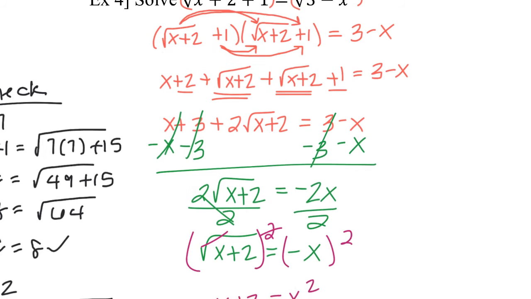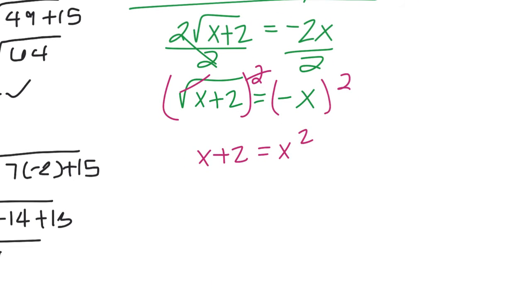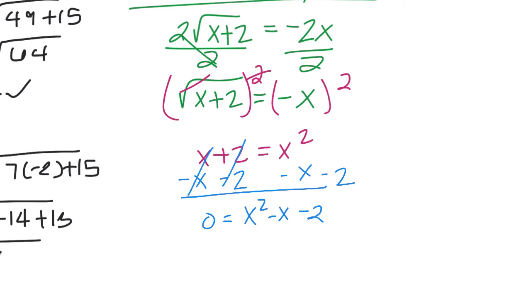So again, since I'm left with an x squared, you're going to have to factor this in order to solve. But first, I'm going to have to move everything over. Now, I need the x squared to be positive, so I'm going to move the x and the 2 in order to keep my x squared positive. So 0 equals x squared minus x minus 2.